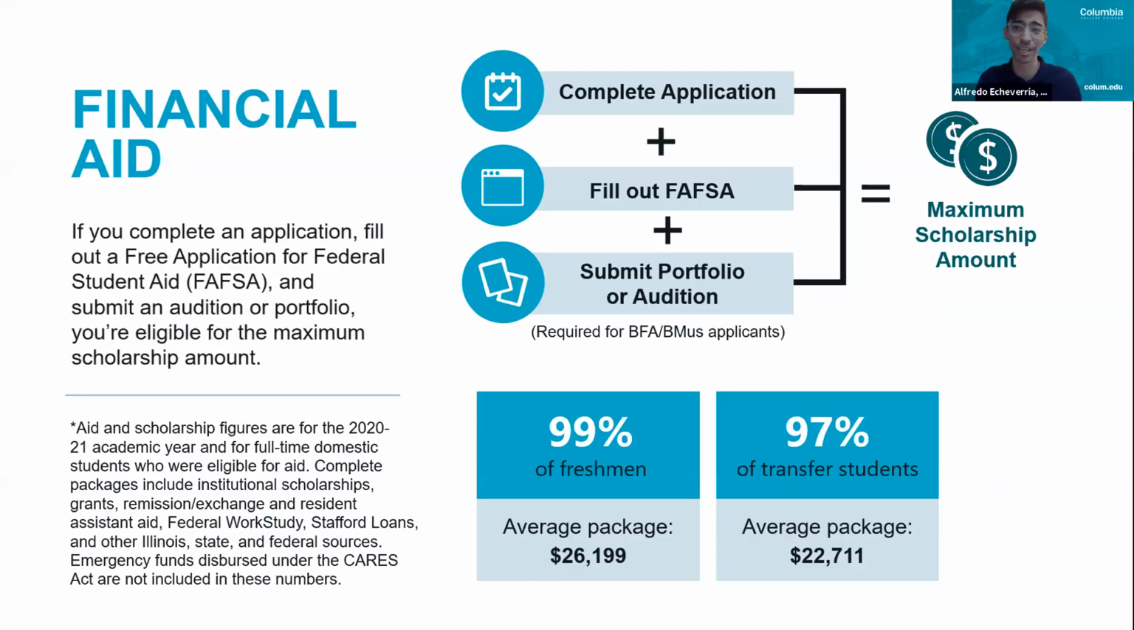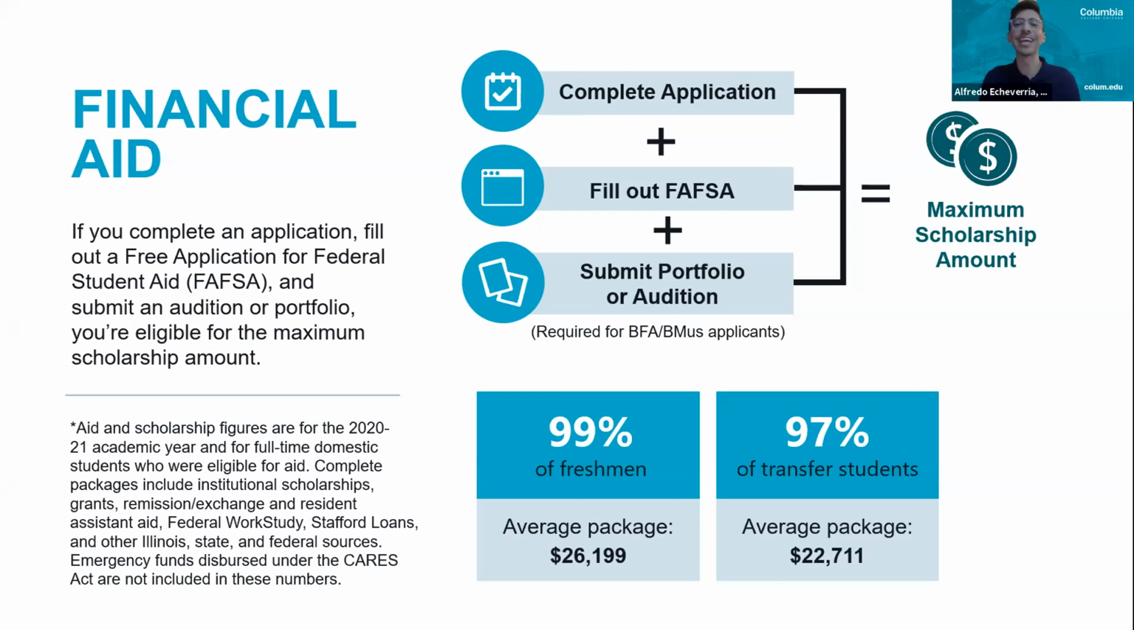Really briefly on financial aid, there are three ways for you to earn financial aid from us upon submitting your application. The first one is completing the application itself, having an official transcript on file, of course, which makes you eligible for an academic merit-based scholarship. The second one is based exclusively on your FAFSA, which makes you eligible for a financial need-based scholarship.